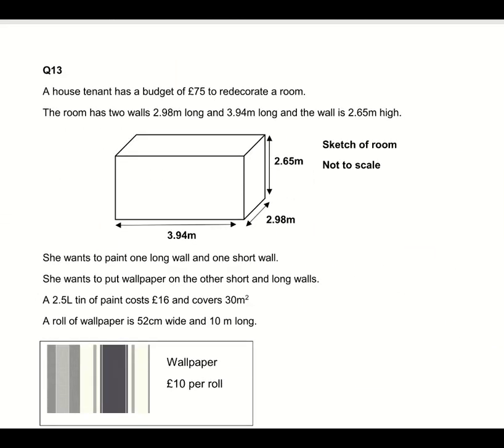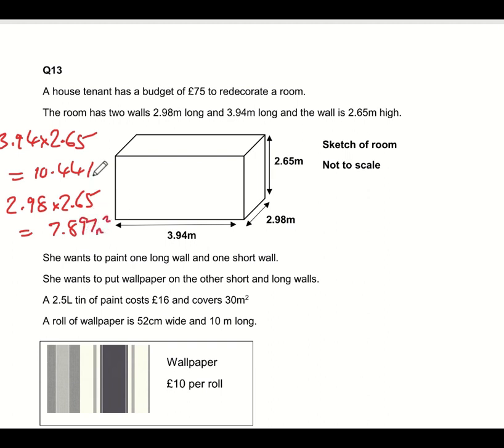Okay, question number 13. This is probably the hardest question in this particular test. I'm going to work out the area of this wall and the area of this wall. So this wall here is going to be 3.94 multiplied by 2.65, and that comes to 10.441. And the other wall that I'm interested in is 2.98 multiplied by 2.65, which is 7.897. And these are square meters. So the total area, I'm just writing around the edges as there's not a lot of space below and I don't want to be scrolling backwards and forwards the whole time.